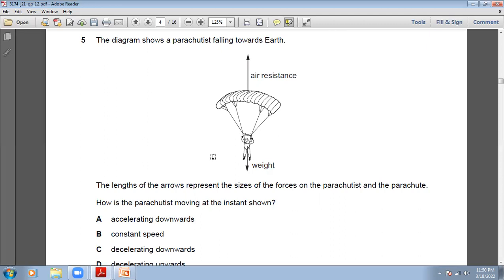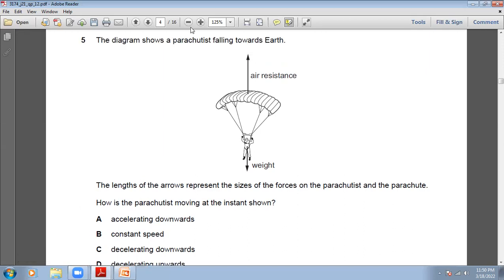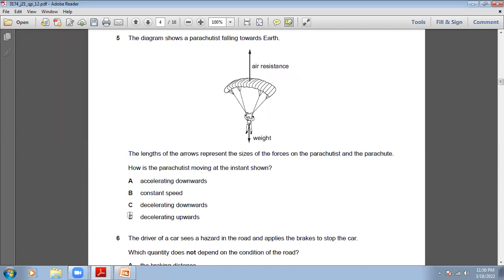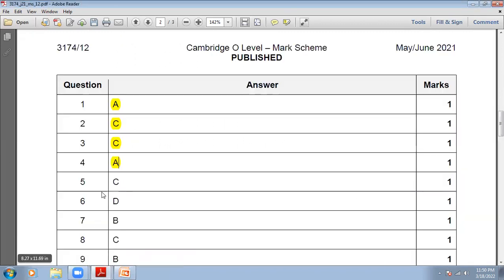If the air resistance is larger, there will be an upward force. The body is moving downward, but there will be a resultant force in the upward direction. Whenever the resultant force is opposite to the direction of the motion, it will be acting like brakes. It will be causing the body to decelerate, and the body will be decelerating in the upward direction. So I think question number 5, D is the right answer.